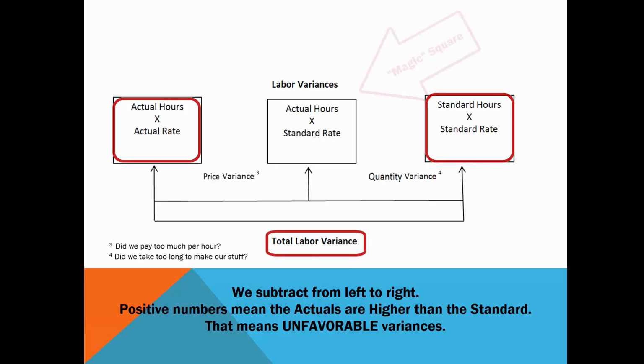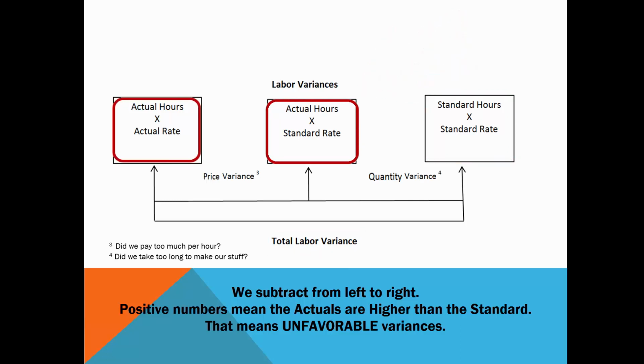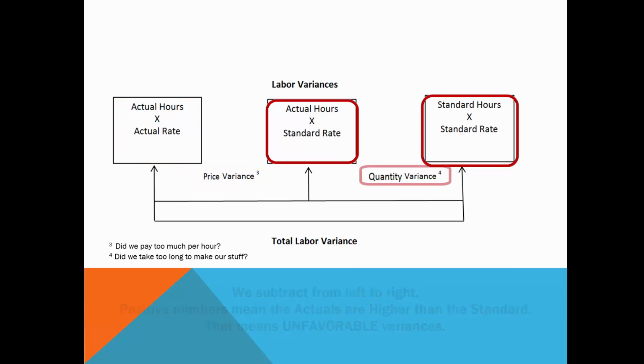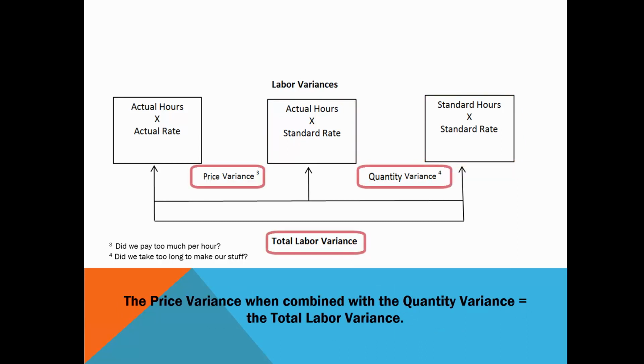Then we need to break it down into the price: do we pay our guys too much? And quantity: did they take too long to do their stuff? So again, subtract from left to right. Actual hours times actual rate minus actual hours times standard rate gives us the price variance. Actual hours times standard rate minus standard hours times standard rate gives us the quantity variance. And the price variance and the quantity variance should total to the total labor variance.